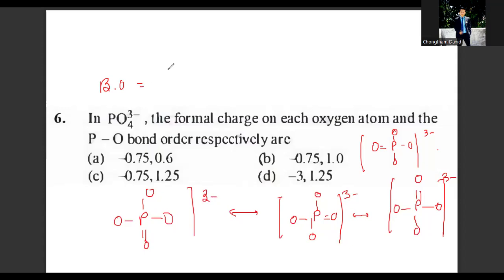The bond order may be calculated as the number of bonds divided by the number of resonating structures possible. So how many bonds do we have? We already have a pentavalence of 5 bonds, and the number of resonating structures is 4. So 1.25 would be the answer. Corresponding to question number 6, the answer would be option C, 1.25 and 0.75.